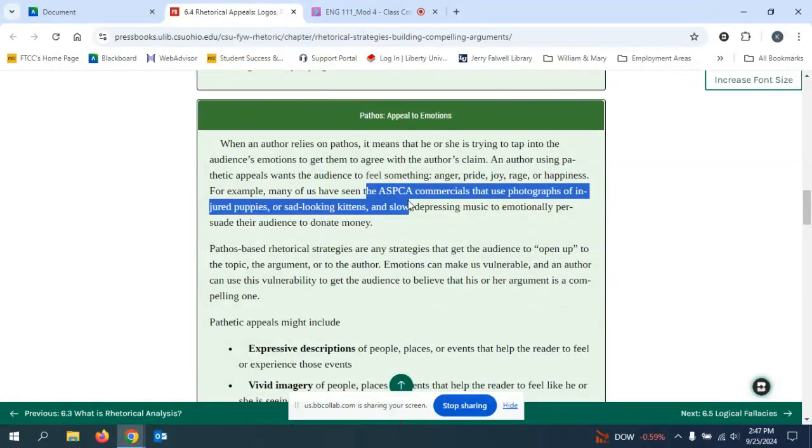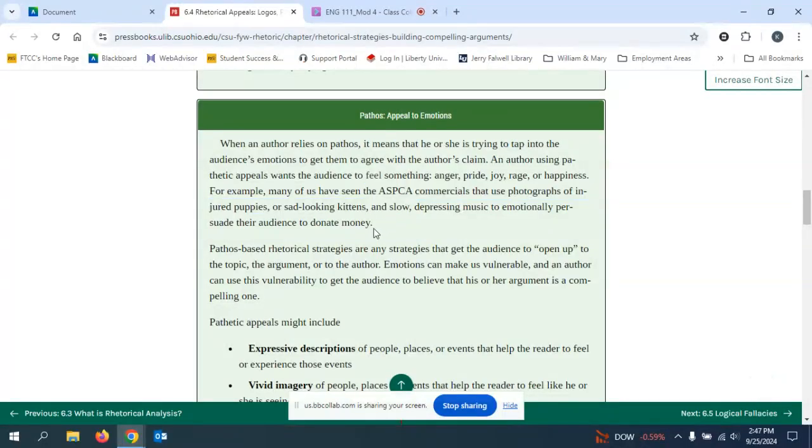classes. You might see those commercials for the animal rescue societies where they have photographs or videos of injured puppies or sad-looking kittens, and it's got slow music. Those commercials make my wife cry every time. And I'll admit that sometimes I get teary-eyed when I see the little kitten with a cast on its paw and everything. And what's happening there is that the people who created the commercial are appealing to the audience's sense of emotions. That is, that this is sad and we need to do something. And their rhetorical goal might be to get their audience to donate money. And they use the appealed emotions to make that happen.